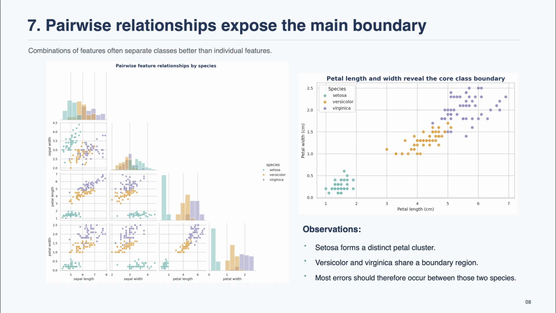The pair plot shows how features interact with each other. Looking at individual features is helpful, but combinations of features often reveal stronger class separation. In this project, Setosa forms a very distinct cluster, especially when petal length and petal width are plotted together. Versicolor and Virginica are more difficult to separate because they share a boundary region in the petal feature space. This visual insight is important because it predicts what we should expect later in the confusion matrix. We should expect setosa to be classified easily, and most errors, if any, should happen between versicolor and Virginica.